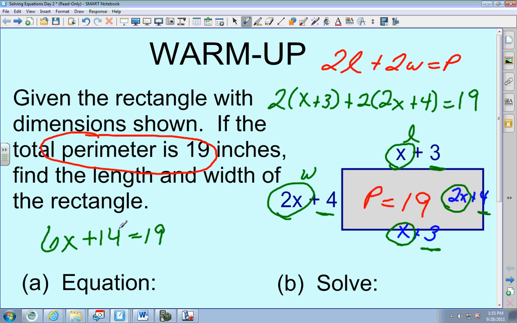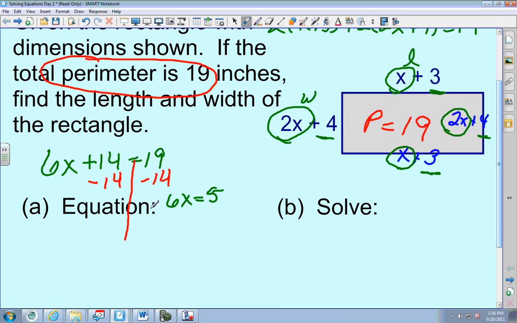I'm going to go ahead and come over to this one. Now to solve it, I draw my dotted line right here. Put negative 14 on each side. I get 6x equals 5. I then will divide by 6, and I get x equals 5/6.